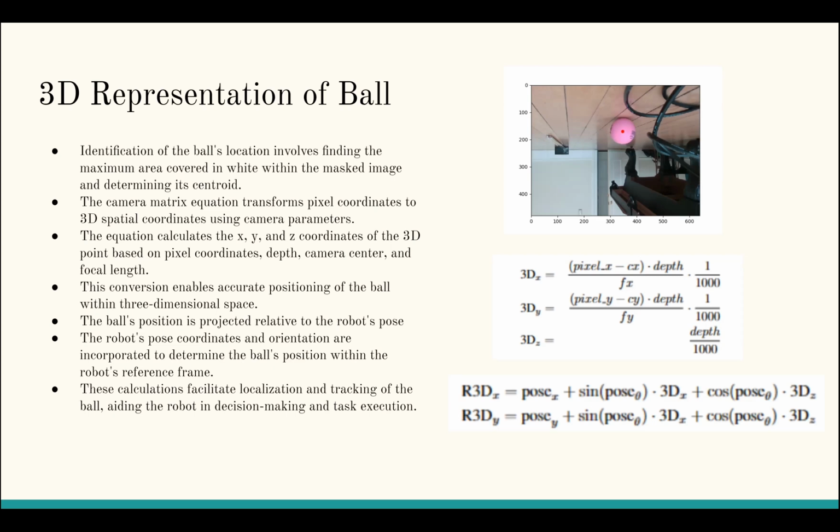After that, it came down to using the intrinsic values of the camera, such as the focal length and the center pixel of the camera, to find the ball within three-dimensional space, using also the aligned depth data from the camera. After that, it was using the robot pose that came from the SLAM position to find the ball relative to the robot, and then we could visualize that in RViz and start finding the velocity, which we'll get to next.